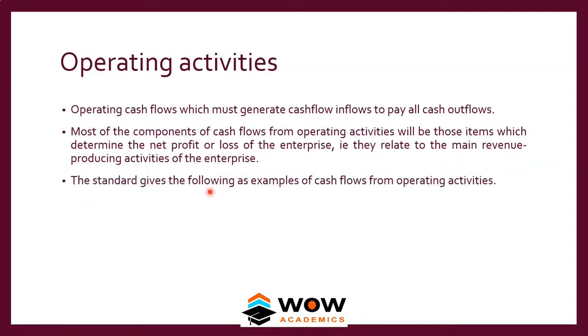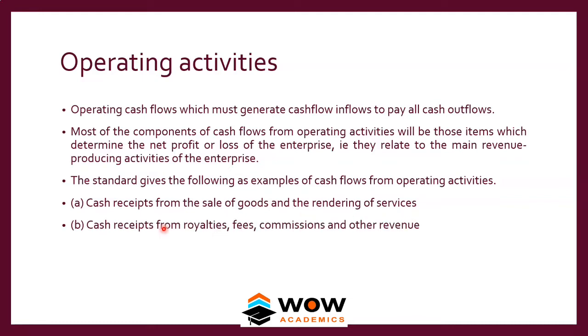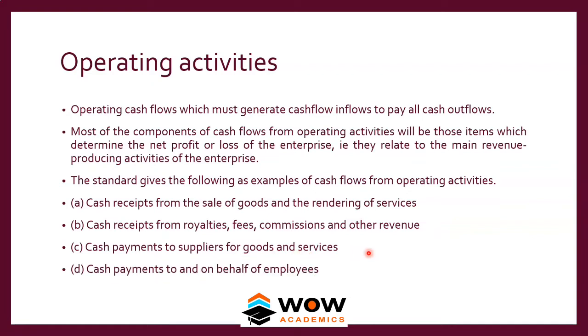The standard gives the following as examples of cash flows from operating activities. So these are the things that are included in operating activities. Cash receipts from the sale of goods and rendering of service, cash receipts from royalties, fees, commissions and other revenue, cash payments to suppliers for goods and services, cash payments to and on behalf of employees, something like salary.